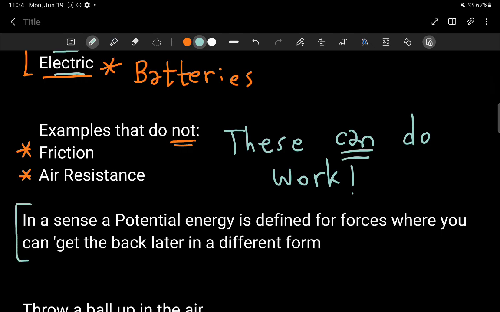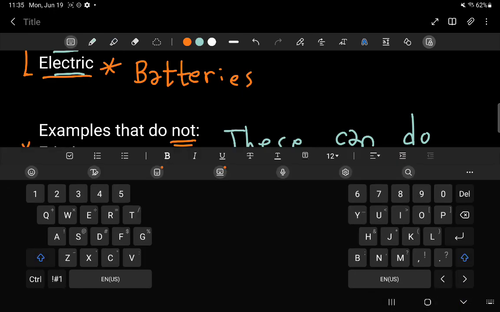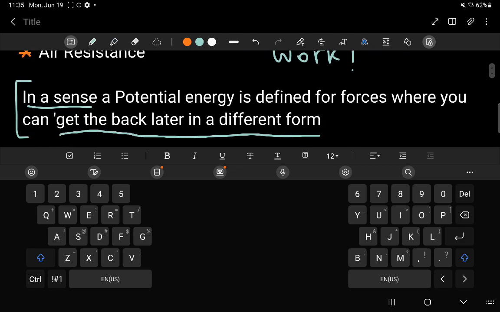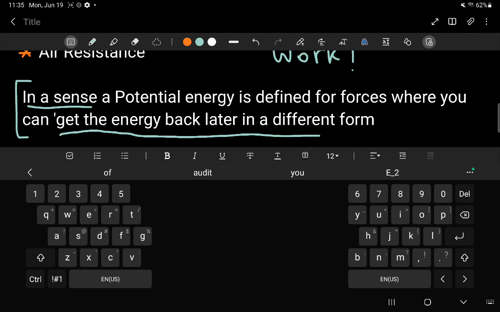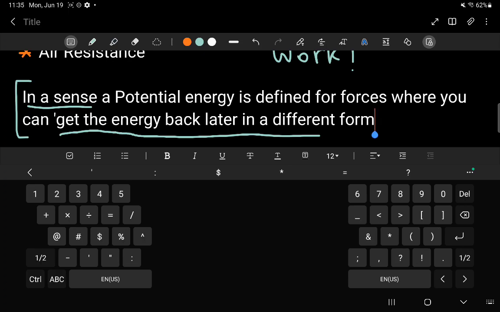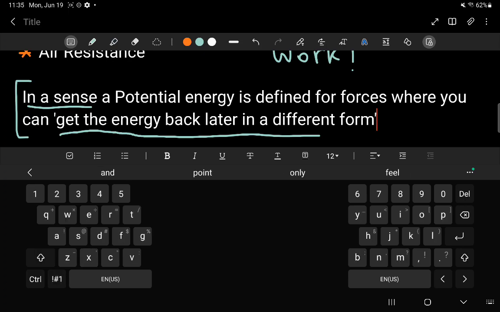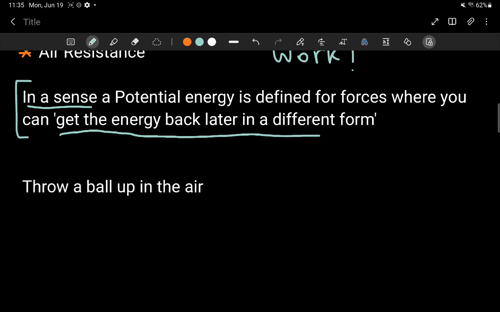So there's a sense in which potential energy is energy associated with forces where you can get the energy back later in a different form. Let me edit this. Get the energy back later in a different form. And I put it in quotes because it's kind of a weird way to say it, but there's a real sense in which this is the right way to think about it. So let's go back.